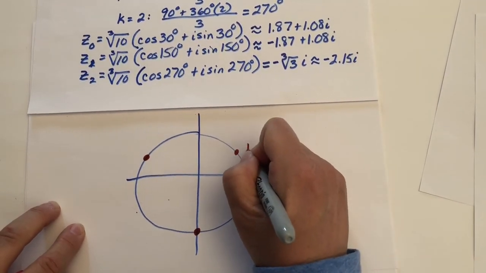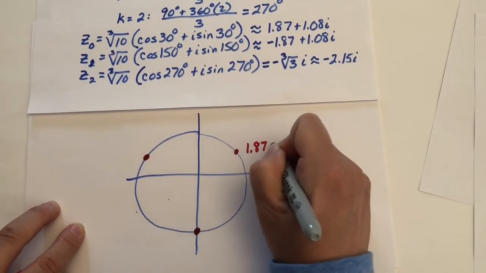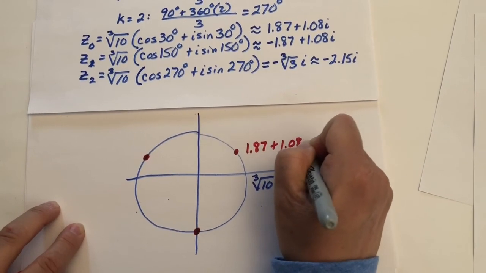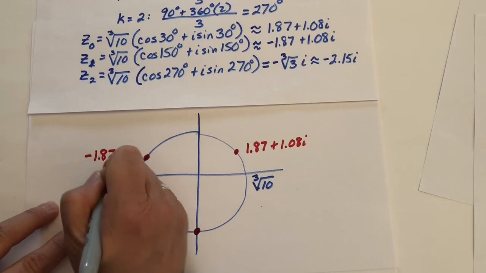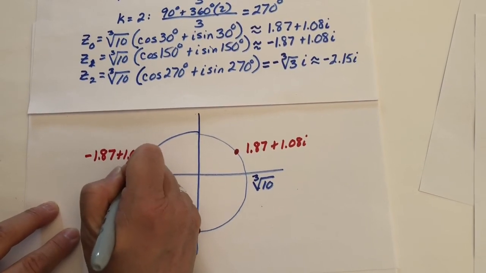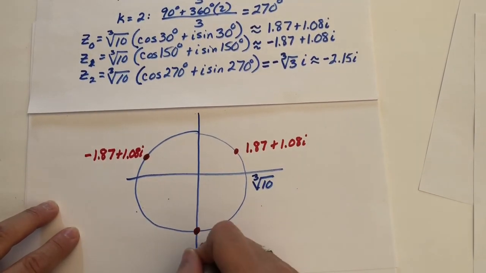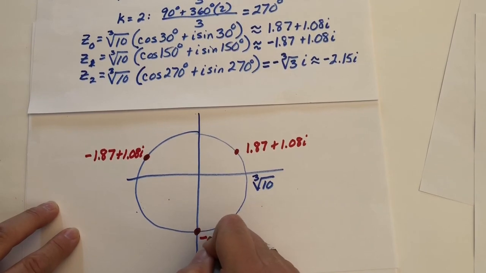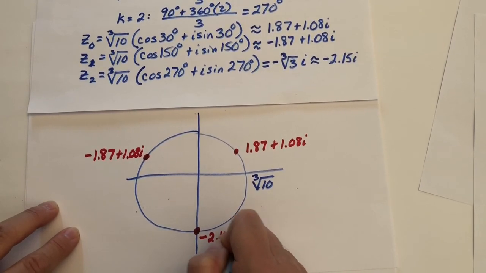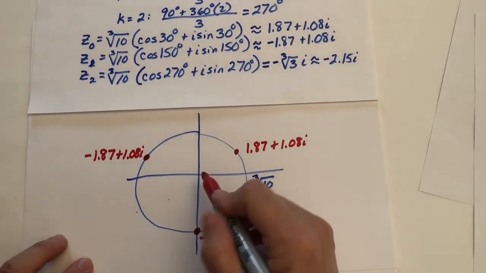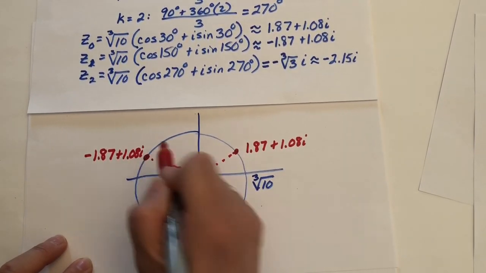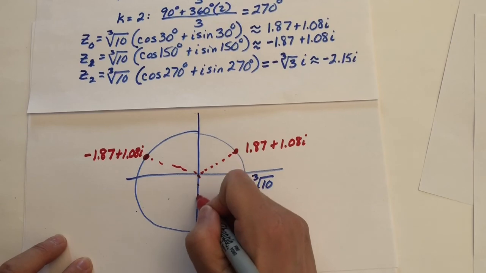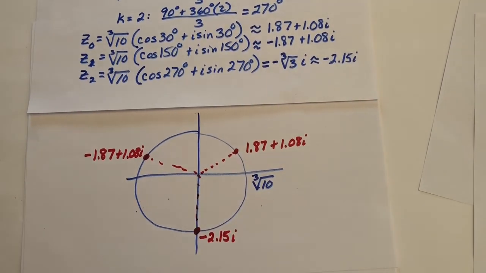So this is 1.87 plus 1.08i. This is negative 1.87 plus 1.08i. And this point down here is about negative 2.15i. And again, those angles were 30 degrees, 150 degrees, and 270 degrees. So I hope you can go take some roots of complex numbers now.